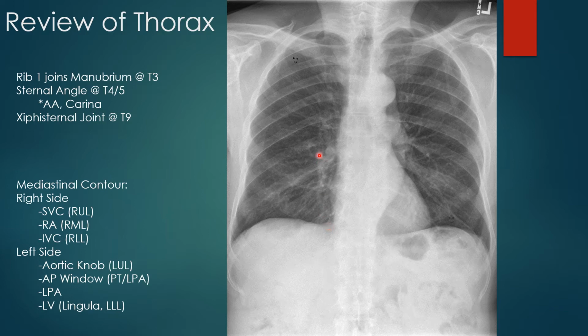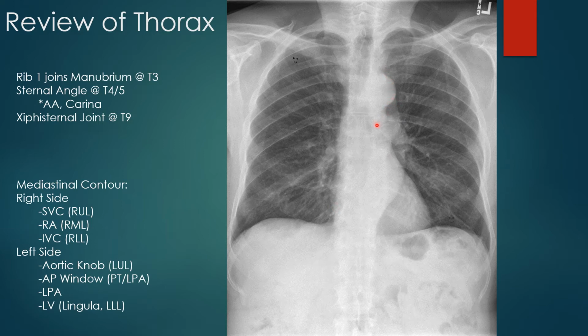You can also use your mediastinal contour, the outline of your central structures, to determine some of the anatomy. On the right side, the outline shows the superior vena cava, the right atrium that's lighter due to having a little bit less muscle mass, and the inferior vena cava coming up to meet it.